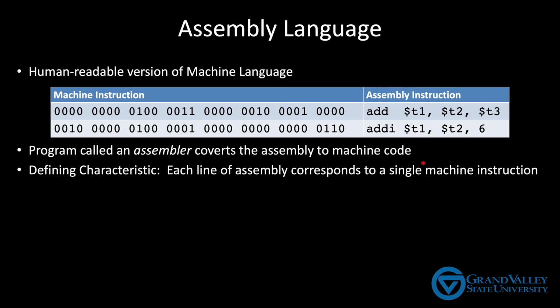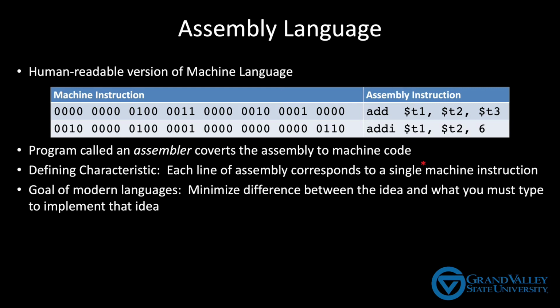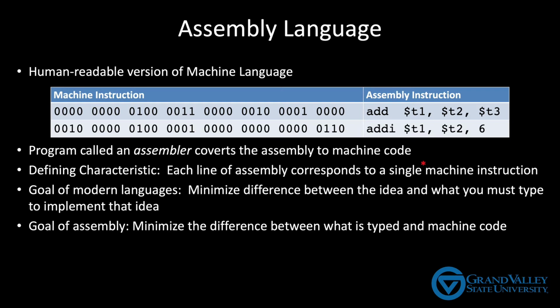This is because the purpose of high-level languages is to help you express yourself as naturally as possible. Today, the goal of most new programming languages is to reduce the amount of translation you have to do between the idea that's in your head and what you have to type to make the computer do what you want. In contrast, the goal of assembly language is to minimize the amount of translation that needs to be done between what you type into the computer and the actual instructions that are executed on the hardware.